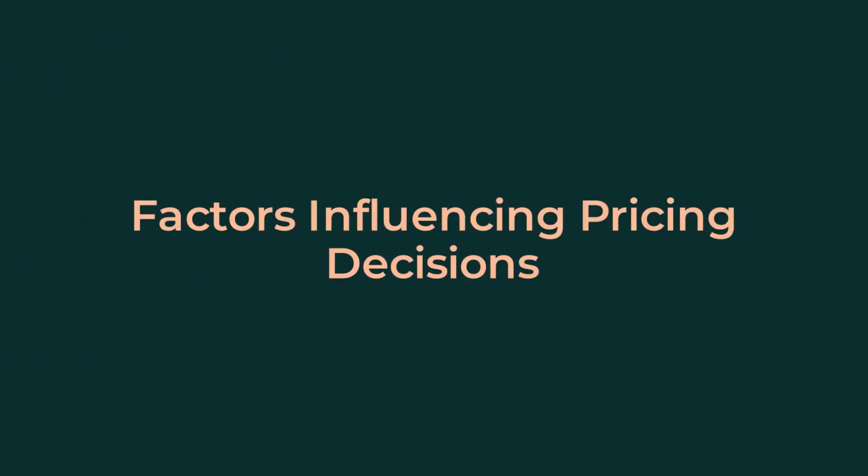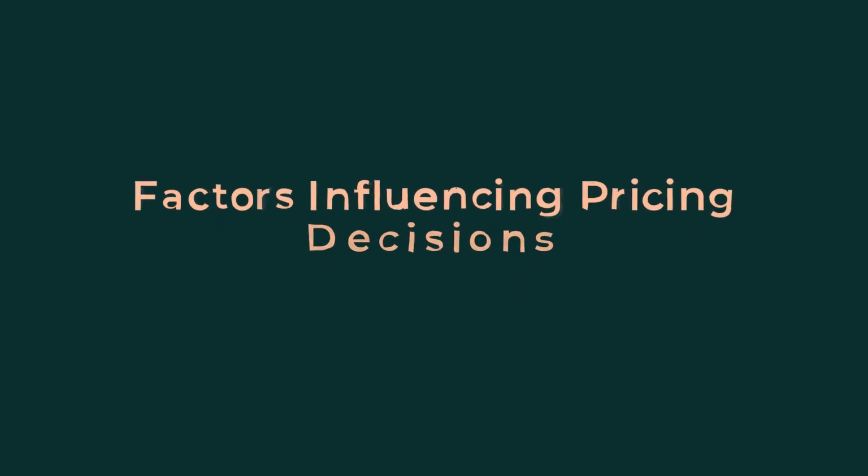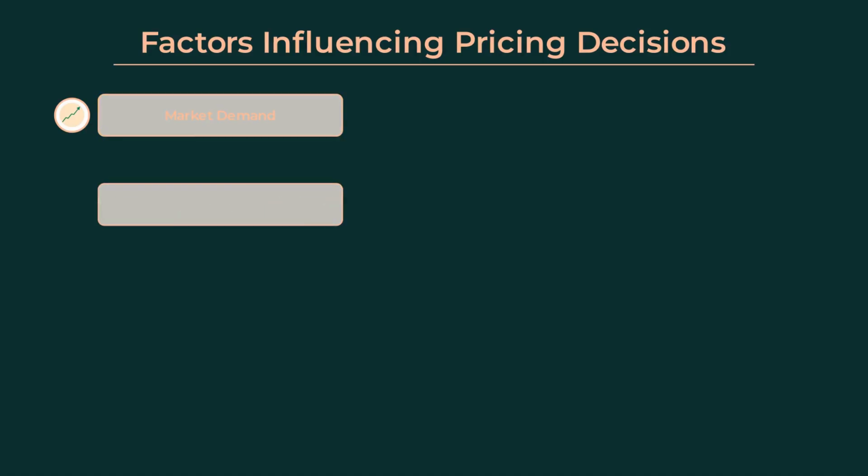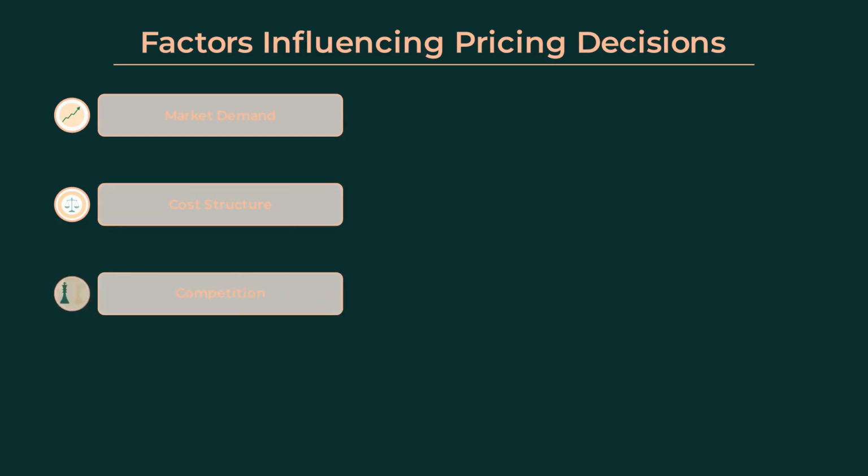Let's now explore the various factors that significantly influence a company's crucial pricing decisions. Market demand is a critical factor, as it dictates how much customers are willing to pay for your product. Understanding your cost structure is essential, as it directly impacts your profit margins and pricing flexibility. The competitive landscape plays a huge role. You must consider what your rivals are charging for similar products.